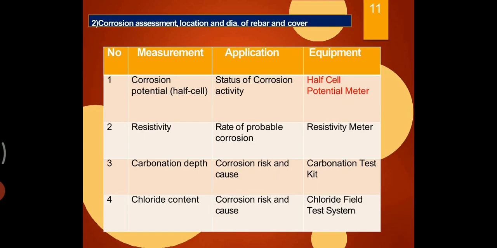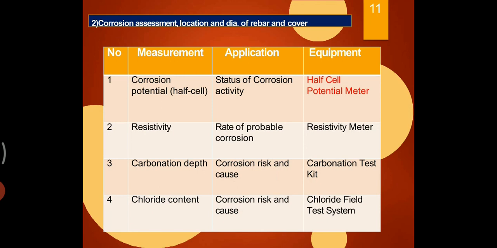Then if we want to know the corrosion assessment, the location and diameter of the rebar and cover. For that, if we want to know the corrosion potential, that is the status of corrosion activity, this can be determined with the use of a half-cell potentiometer. If we want to find the resistivity, the rate of probable corrosion, we can use the resistivity meter.